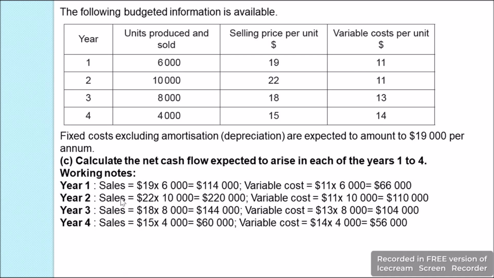Then in the same way for year 2, it will be $22 times 10,000, which will be $220,000 for sales, and for variable cost it will be 11 times 10,000, which will be $110,000. For year 3 it will be 18 times 8,000, which will be $144,000, and for variable cost it will be 13 times 8,000, which will be $104,000. For year 4 the sales will be 15 times 4,000, which will be $60,000, and the variable cost will be 14 times 4,000, which will be $56,000.